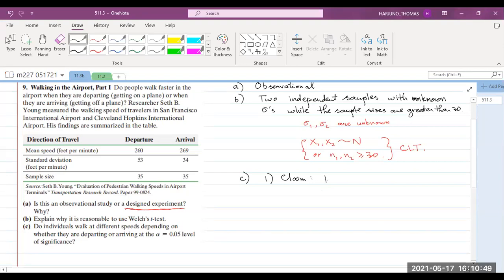Then: individuals walk at different speeds depending on whether they are departing or arriving.